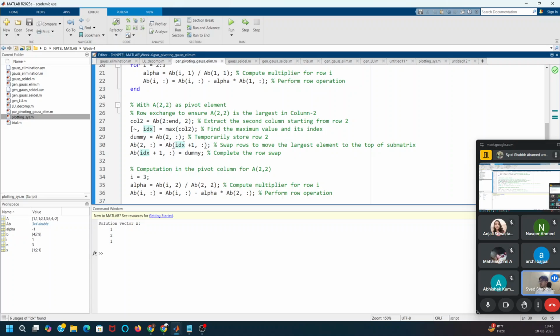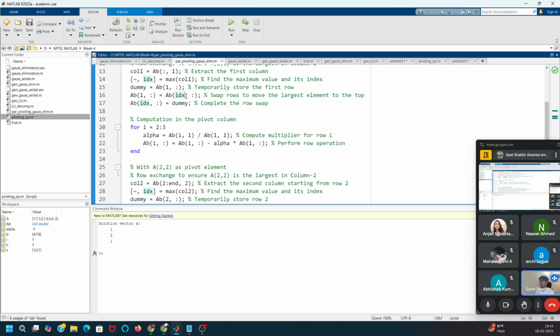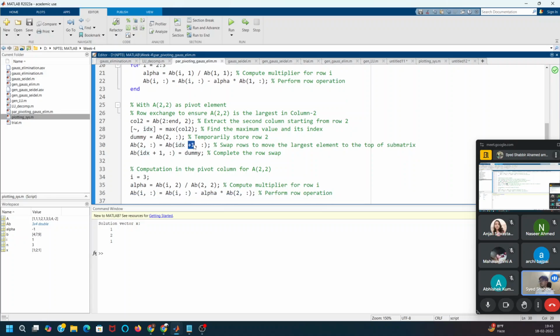So here you can see that we have just used IDX. Here we have to additionally add IDX plus 1, because I have neglected the first row in the second column since the first row is fixed. But when I want to swap it, I have to make sure that the index value corresponds to the augmented matrix which I have. So that's why we have to add this plus one. Otherwise, if you don't add this plus one, the calculations will be wrong.